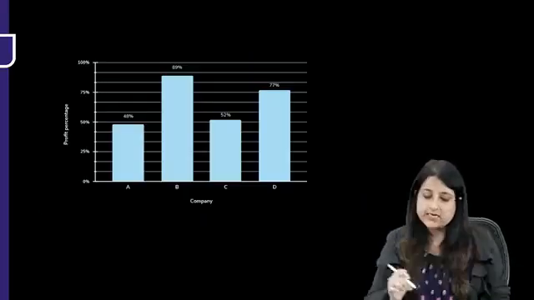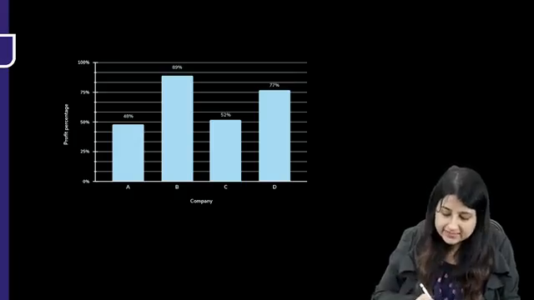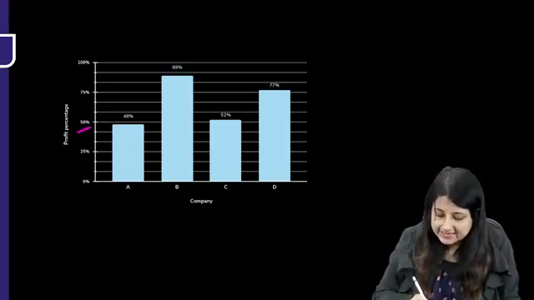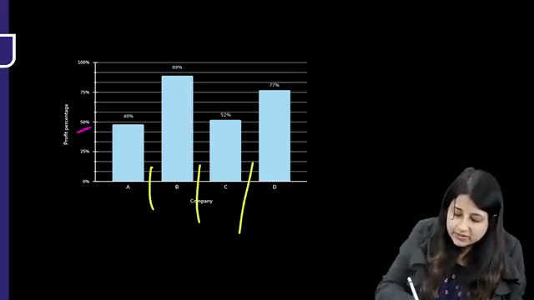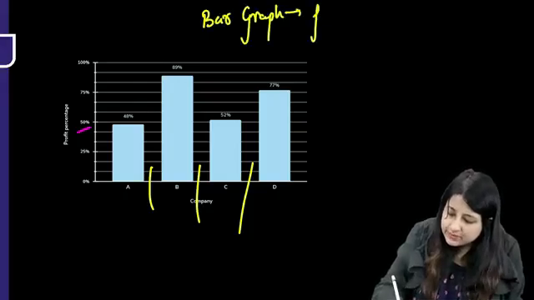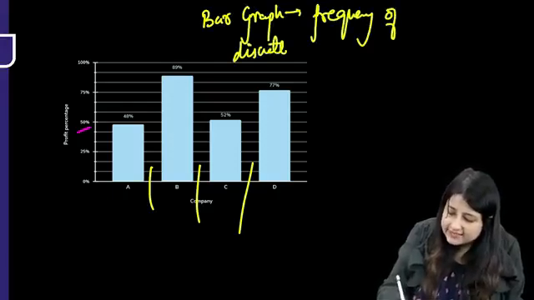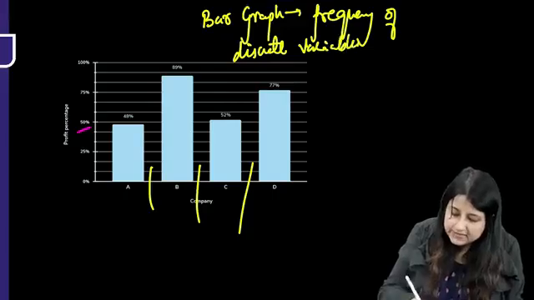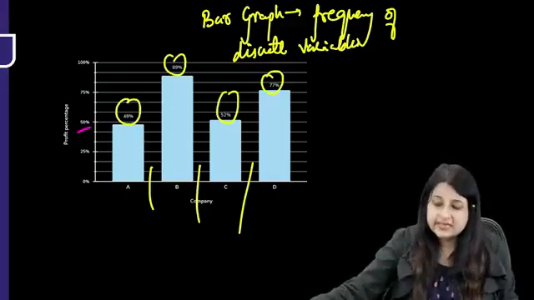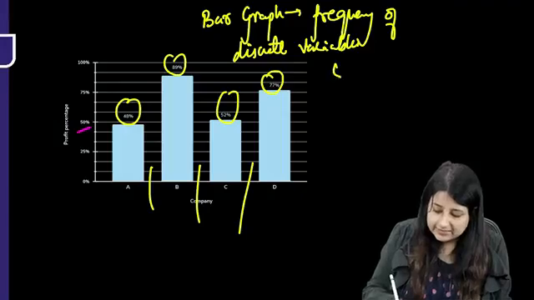Now let us start. Let's look at some images. What is this? Here you can see profit is in percentage. Percentage means we are talking about qualitative variables, right? And here you can see a gap. So here we are drawing what? A bar graph. Bar graph is used to represent the frequency of discrete variables. Here you can see it's also expressed in percentages. So we're not expressing in means or SDs. We are talking about qualitative data. So discrete.